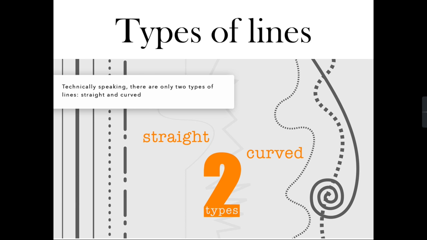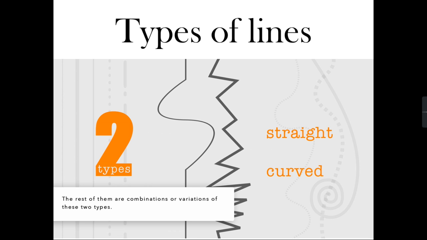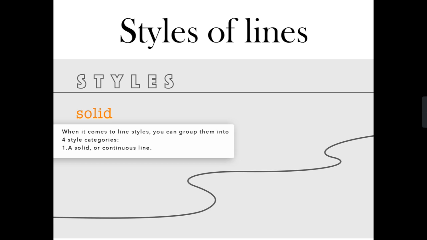When it comes to types of lines, basically there are more than two types, but technically speaking, there are only two types of line: straight and curved, and the rest of them are combinations and variations of these two types. And when it comes to line styles, you can group them into four style categories.